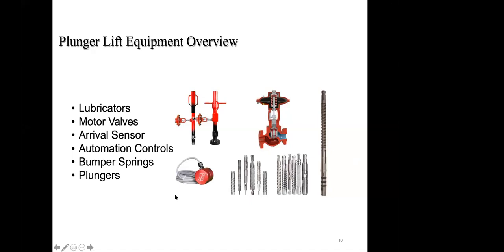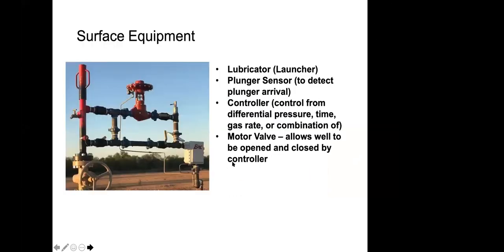Surface equipment, Tawny, on the next slide. Go through these individually. So again, the lubricator, I put in parentheses, the launcher. It provides a means of conveying the plunger and retrieving the plunger. The cap, the 8-round cap, sometimes they're bowed caps, but within that cap there are some springs that also cushion the plunger when it comes to surface. So it provides a secondary cushion, secondary to the fluid that should be on top of the plunger.